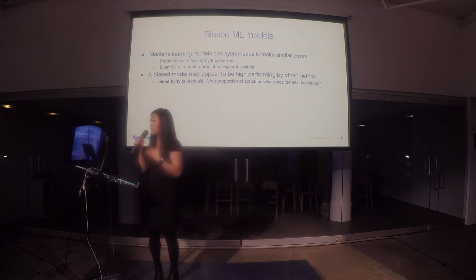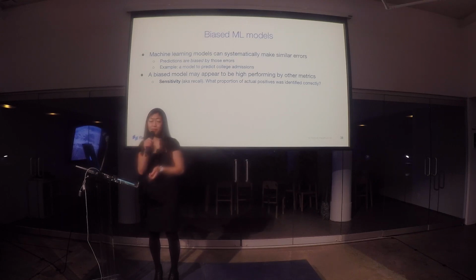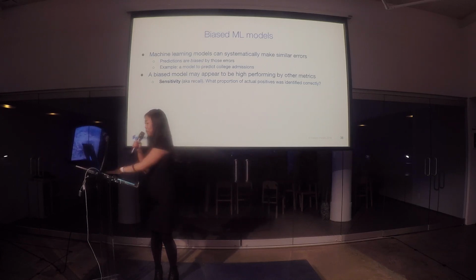And so this is actually one of the big issues with bias. A biased model might appear to be high performing by other metrics. A commonly used term for measuring the performance of a model is sensitivity. You might have also heard of it called recall. That measures the proportion of actual positives that are identified correctly. So in the college prediction case, if you can correctly predict most of the students who will actually get into the college, you might have really high sensitivity, but you still have to worry about the few students you miss. What if they're all in the same major? What if they're all from the same state?